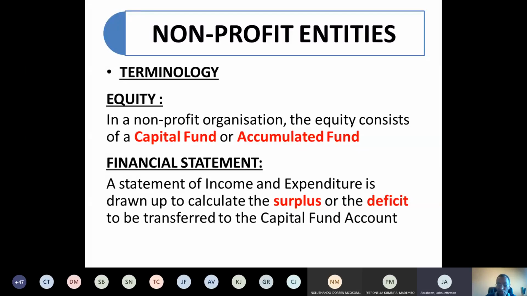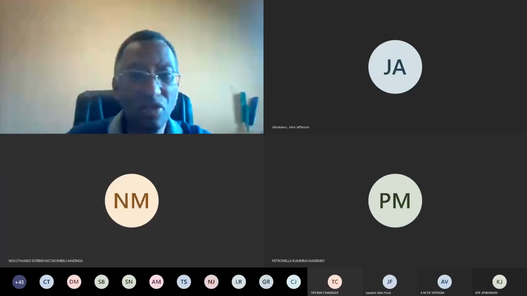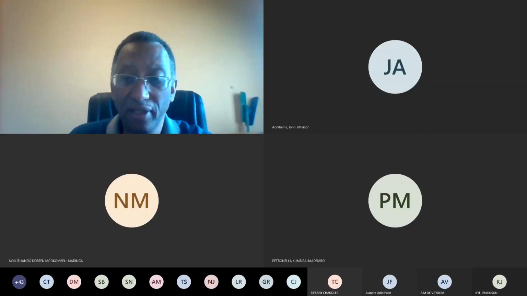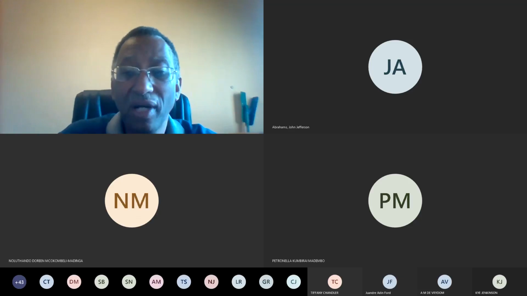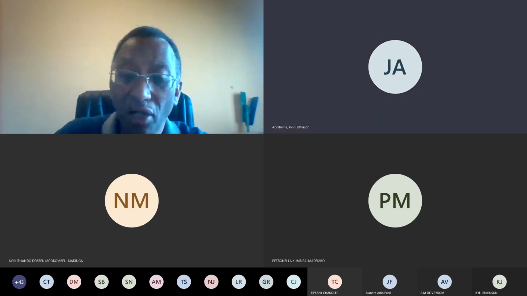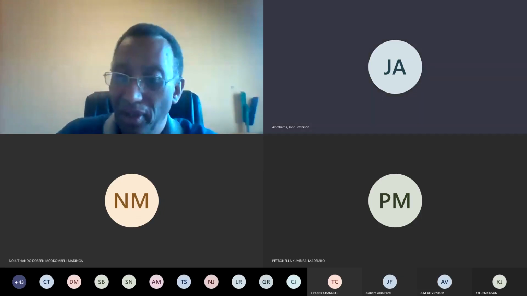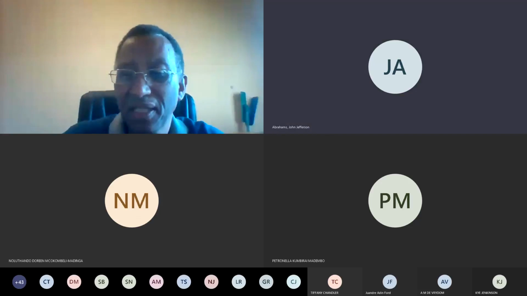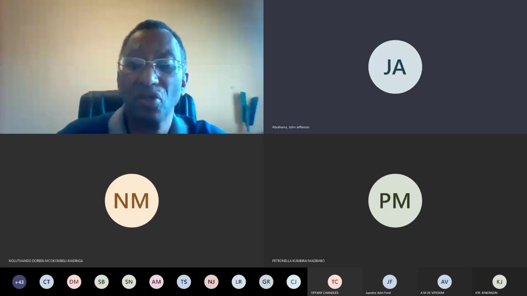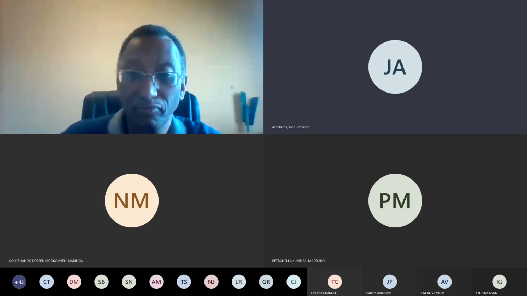Now, guys, let us just take a look at some of the terminology that you need to understand whenever we are doing club accounting. Remember, non-profit organizations is also sometimes referred to as club accounting.